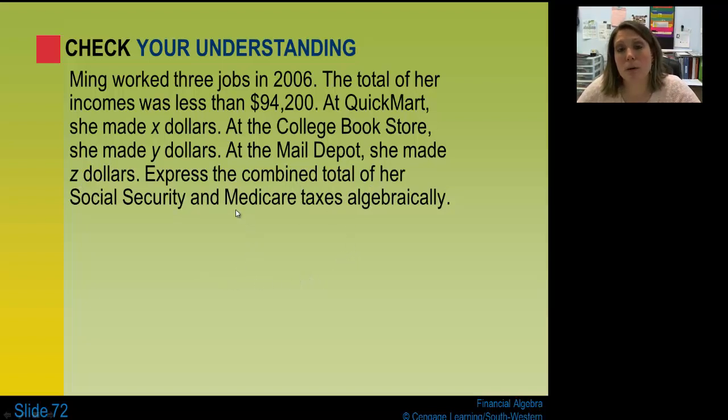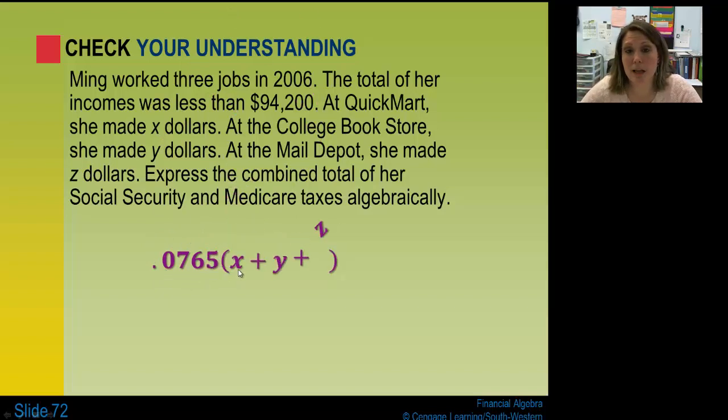So with this one, we know that her Medicare and her Social Security total percentage is 0.0765. So what I do with that rate is 0.0765, and you should have found that in the previous slide. And I multiply that by the sum of all of her incomes, because each one of her incomes gets the 0.0765 multiplied by it.